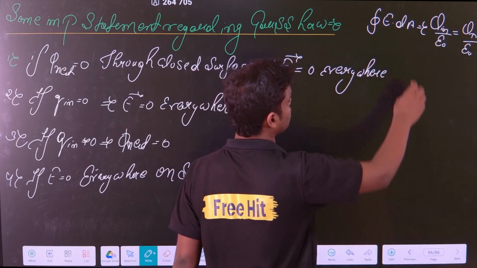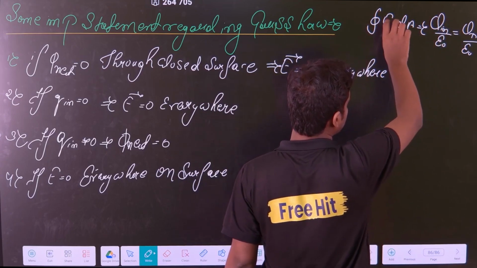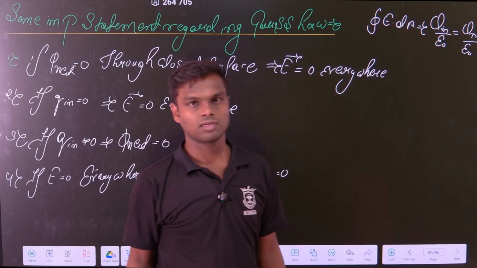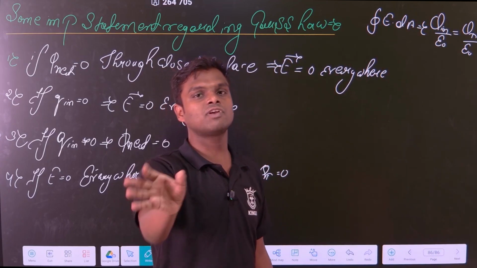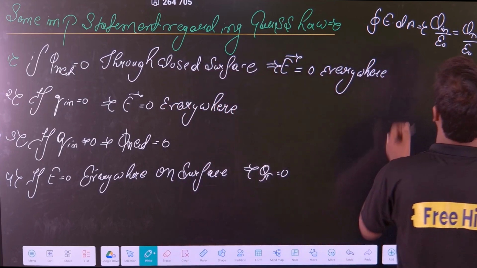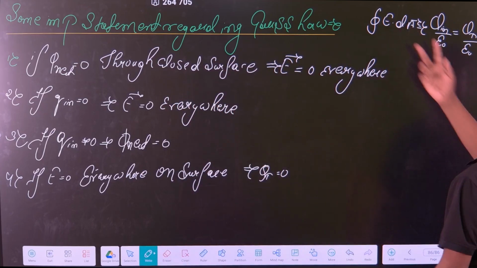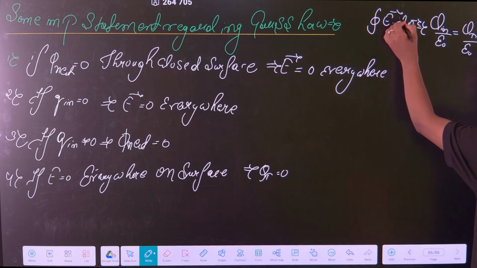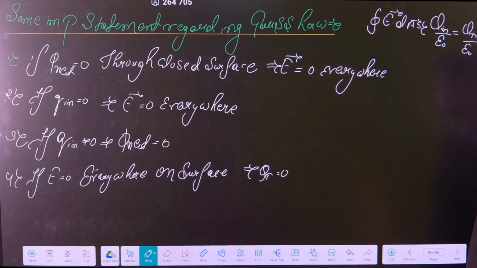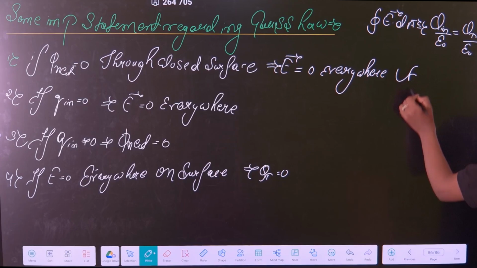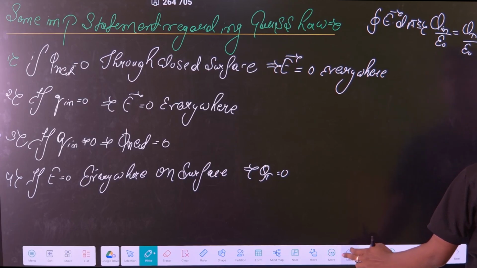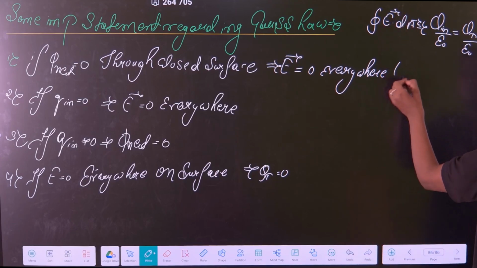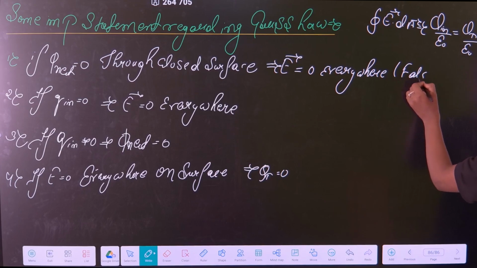Obviously not, because if the closed integral of E dot dA is 0, it doesn't imply that the electric field alone is zero. The dot product of two quantities can be zero. So it is not necessary that the electric field alone is zero. That is not necessary. So this statement is false. It is a false statement.